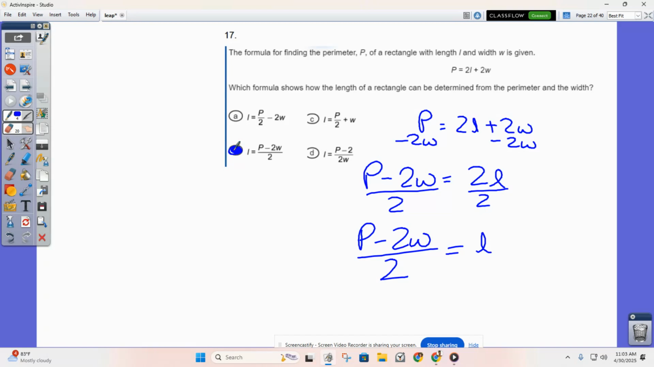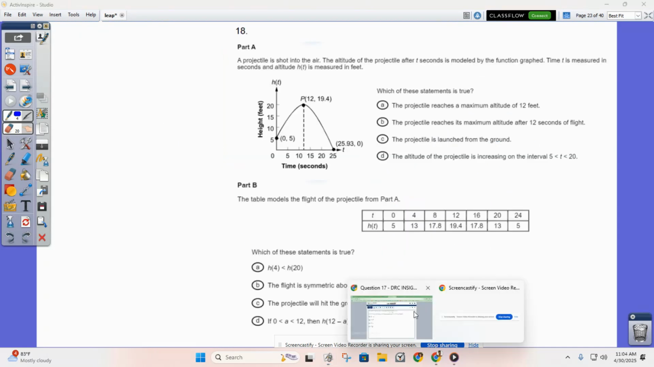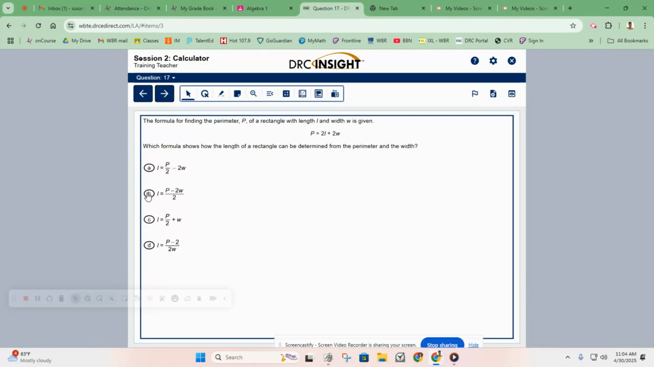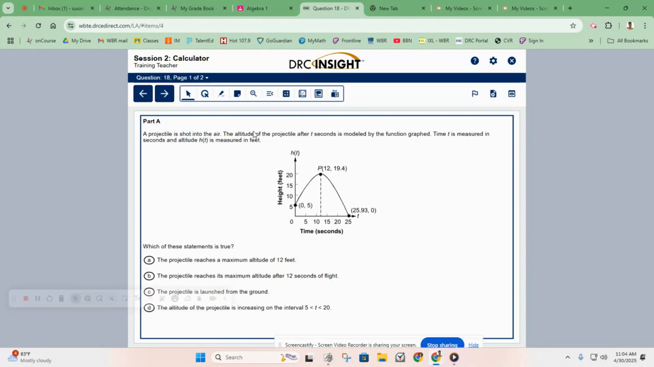Yes, it's B. So in the test online, write this on your paper, and in the online test, you'll just click on the B. Raise your hand if you need more time on the screen. Okay, so it was option B: P minus 2W divided by 2. Let's go to number 18.